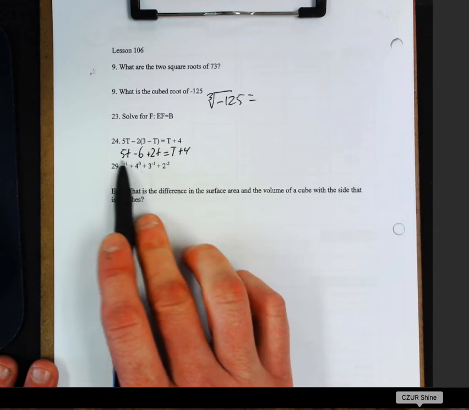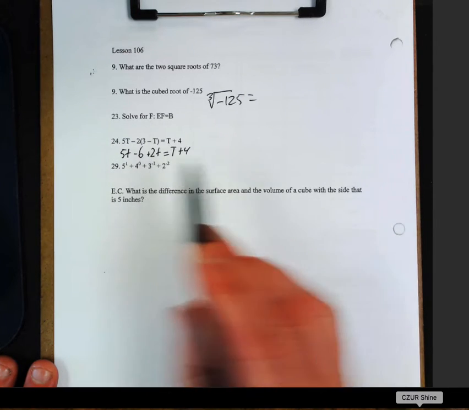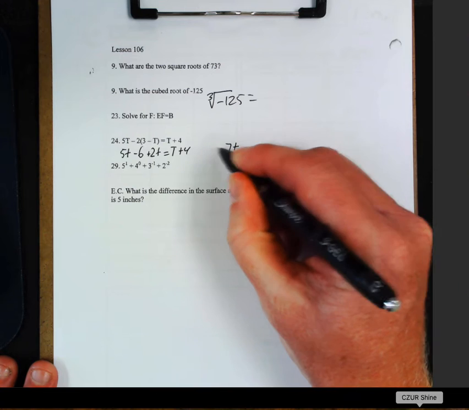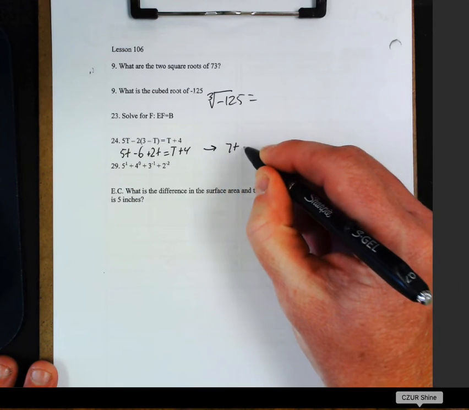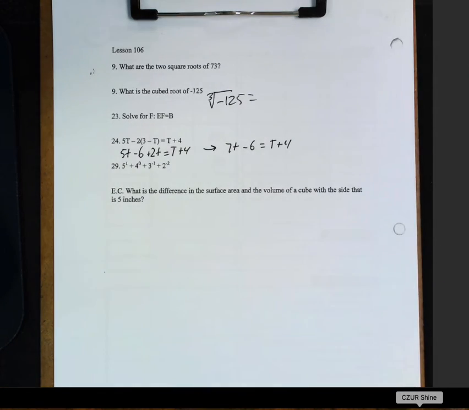Put my T's together on the left side. 5T plus 2T is 7T minus 6 equals T plus 4. If I was a 6th grader, the next step I would do is get rid of negative 6. Opposite of negative 6 is positive 6 on the left. Positive 6 on the right. On the left, the 6 is gone. On the right, you got 4 plus 6. You do the math. Now you got to get rid of the T on the right.